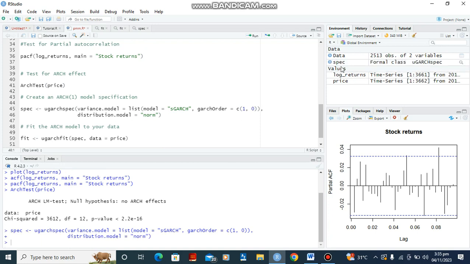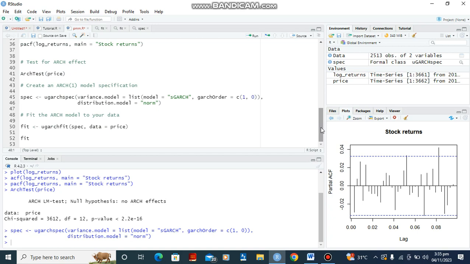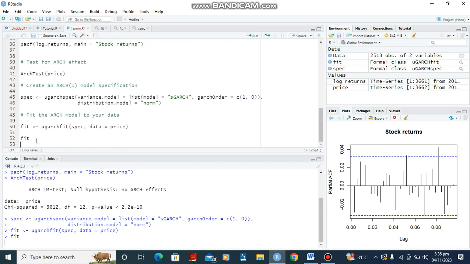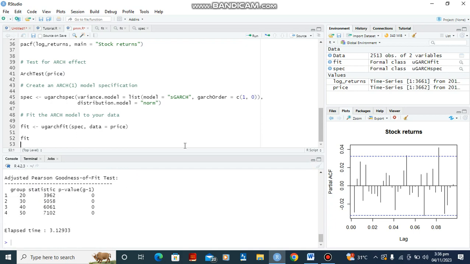All right, so it's saved here as spec. Then we are going to fit this ARCH model to our data. And how do we do that? Let's save it under the variable name fit, ugarchfit, spec. Remember, spec was the model specification we did earlier, which was this. And our data is our time series data, price. Okay, so we do Control Enter. All right, it has been saved here as fit. So the next thing we are going to do is to run this. All right, so this is the information we are having.